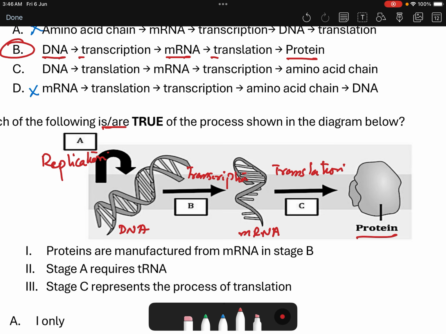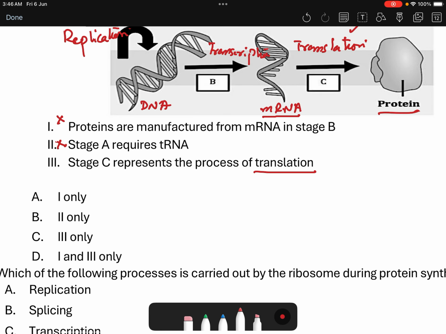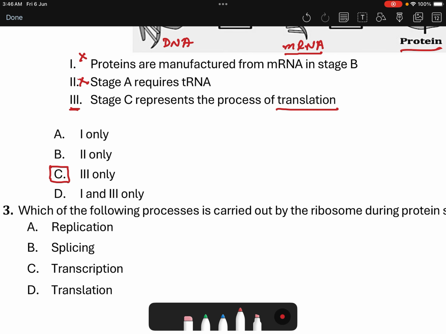Number 1, proteins are manufactured from mRNA in stage B. So stage B is making mRNA. This is not protein, so this is wrong. Stage A requires tRNA. Stage A is replication, it doesn't require tRNA. Stage C represents the process of translation. Yes, we said it is translation, so only C. That is number 3. So only 3 is the correct one. Moving on to the next question.